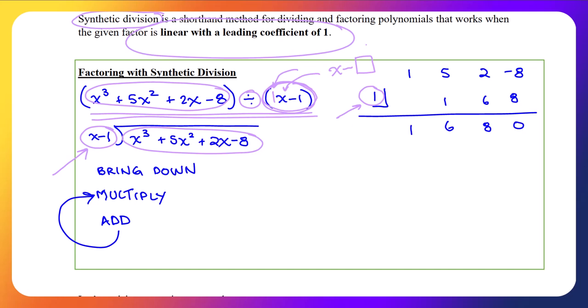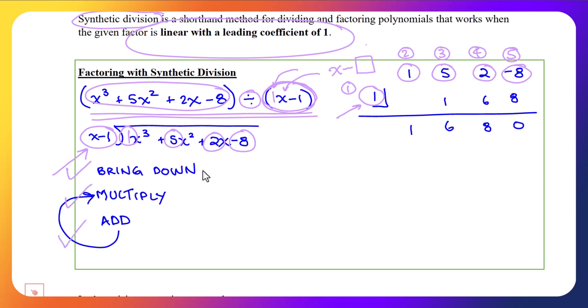And then I take the coefficients of the dividend, the thing that's getting divided, and just write the coefficients here across the top. So if you want, this is the first thing, and then second, third, fourth, and fifth steps. And then we go through these 3 simple steps. Step 1, we bring down. So we bring the 1 down.